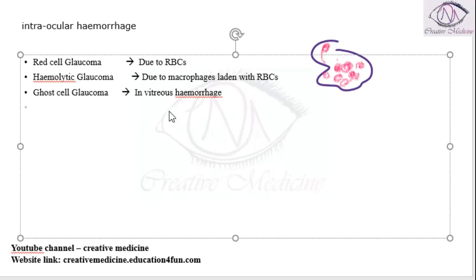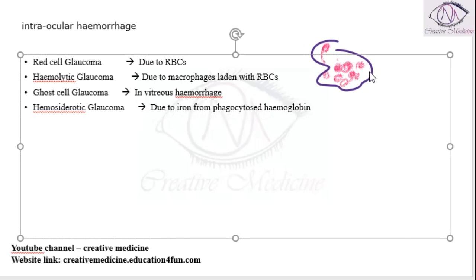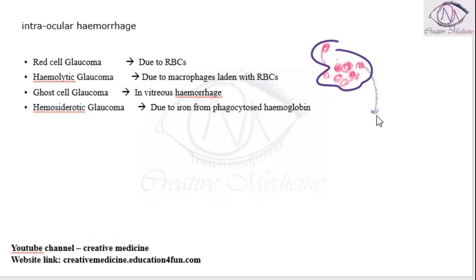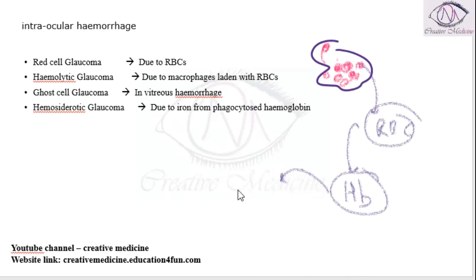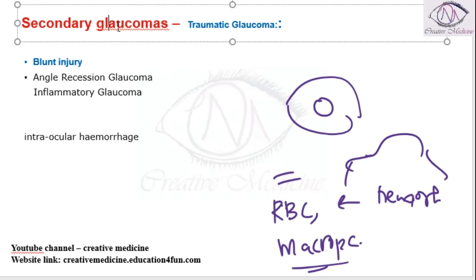Then we have hemosiderin laden glaucoma. The macrophages which have engulfed the RBCs phagocytose these RBCs into hemoglobin. Hemoglobin will produce the iron moiety, and the rest of the hemoglobin is phagocytosed. So this iron is deposited in the angles, resulting in hemosiderotic glaucoma. So these are the different types of traumatic glaucoma.